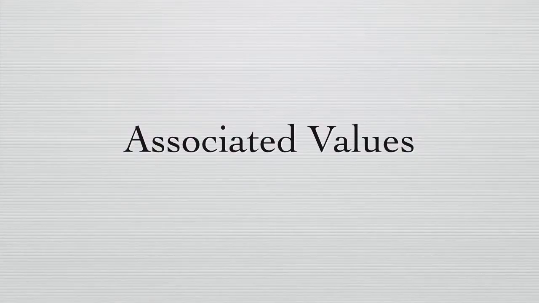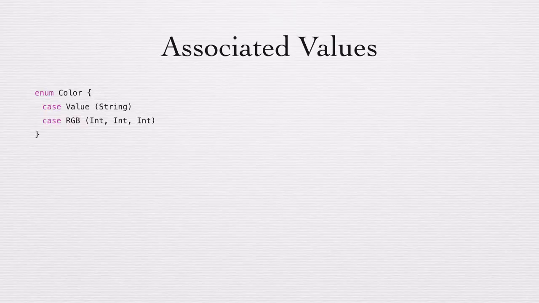Having seen the declaration and a few variations in enumeration syntax, I will now describe a few additional features of enumerations. As I said earlier, each case statement in an enumeration can store members of different data types. This is illustrated in this definition. Here, the case value stores members of string data types, and case RGB stores a tuple consisting of 3 integers.